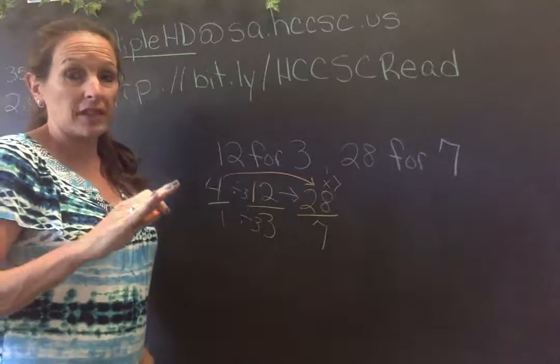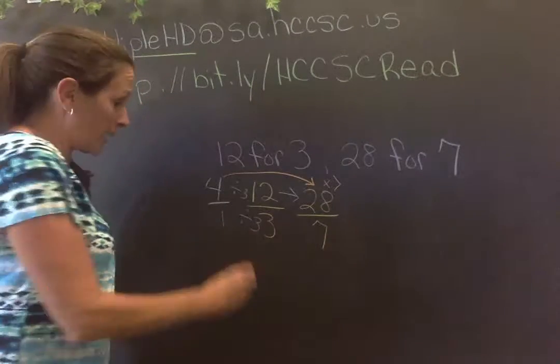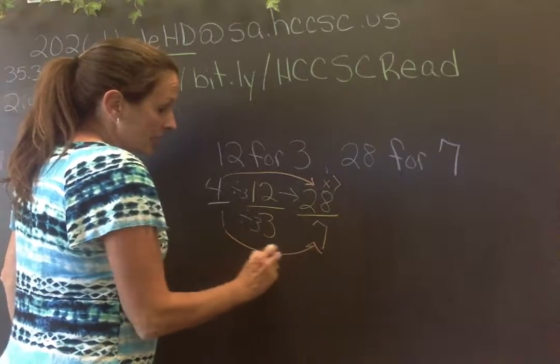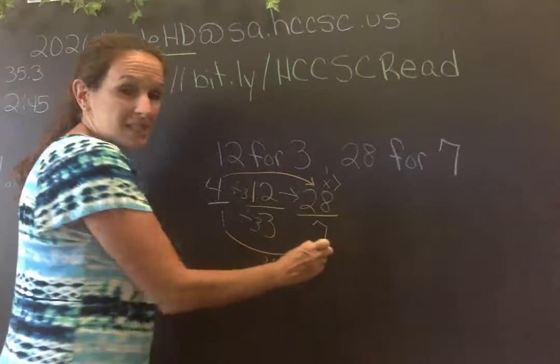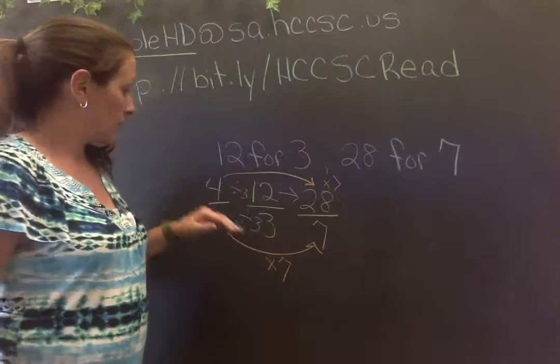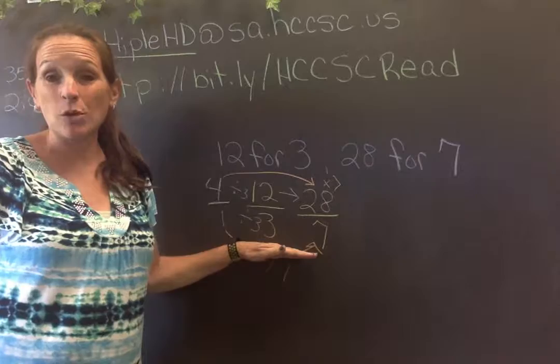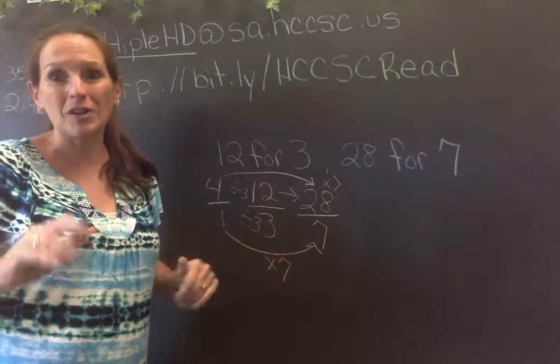If these are equivalent, then that means the bottom will follow the same rule. So that means 1 times 7 would be 7. It works out. 1 times 7 is 7. 4 times 7 is 28. This is an equivalent. These are equivalent ratios.